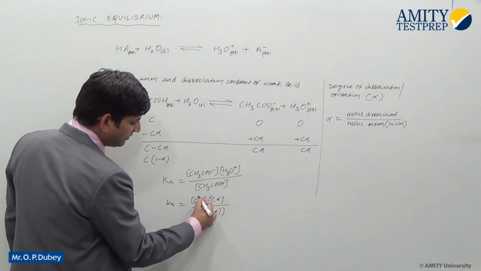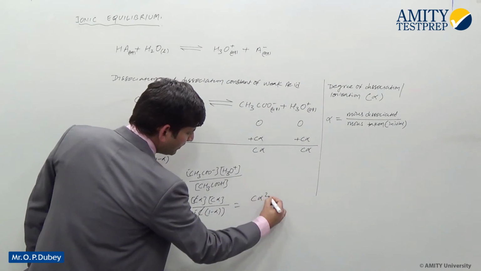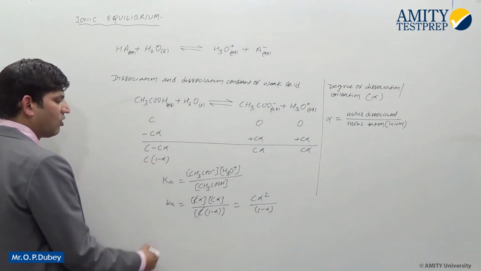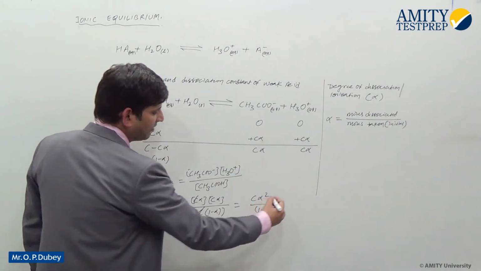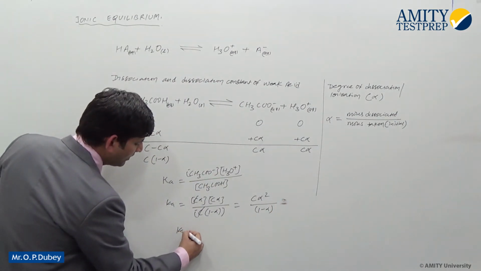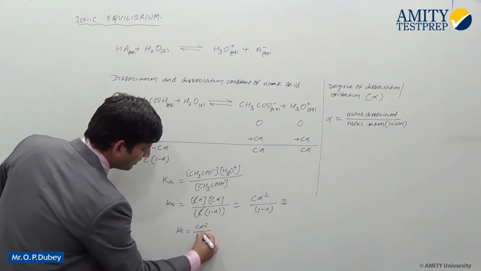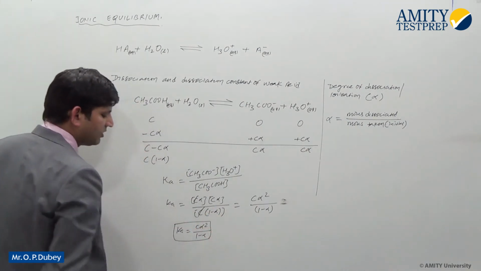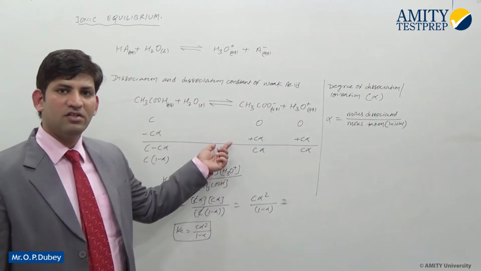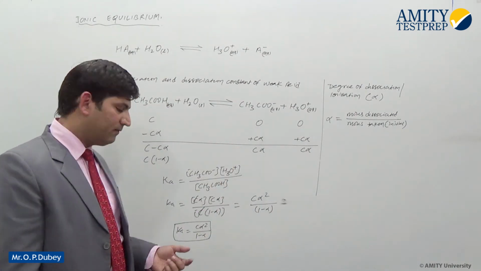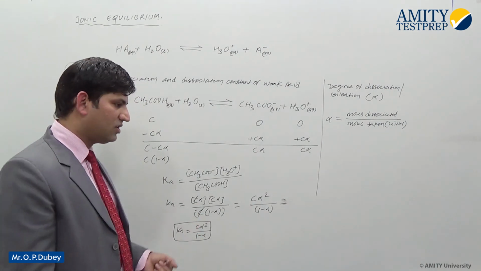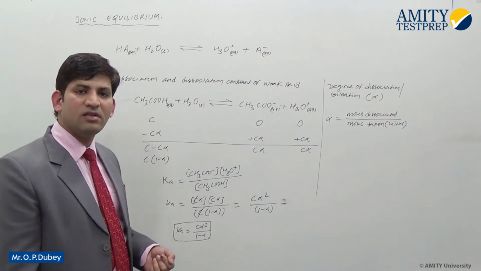So the dissociation constant of this weak acid can be written as C alpha square upon 1 minus alpha, that is, Ka is equal to C alpha square upon 1 minus alpha. This is the dissociation constant of this weak acid, and from here we can calculate the degree of dissociation, the extent of dissociation of the weak acid, if the dissociation constant is given, or we can also calculate the concentration if the degree of dissociation and the dissociation constant are given.